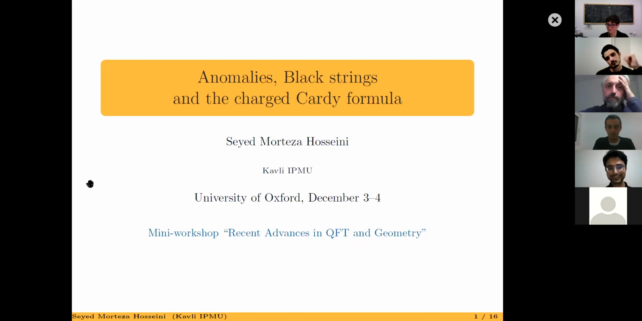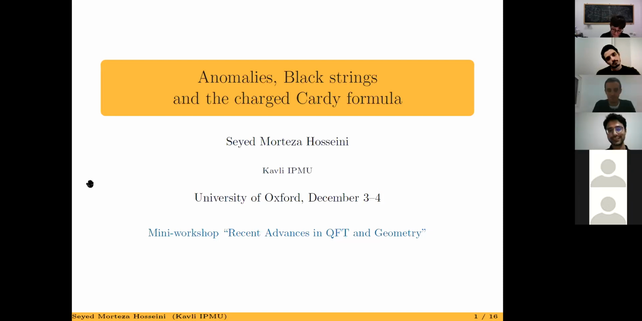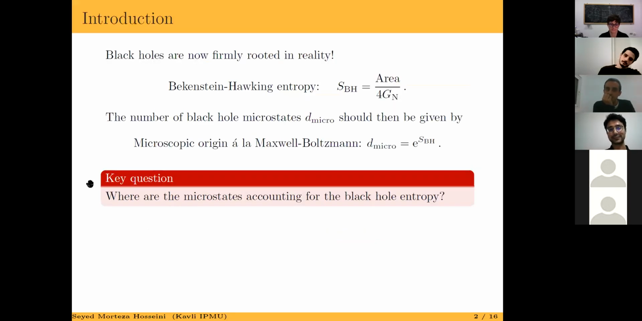Thank you, Sarah, and thank you for inviting me to this nice mini workshop. Today's talk, actually tonight's talk, is about anomalies, black strings, and the charge Cardy formula. These are the ABC that I will discuss, each one in more detail in the next few slides. The talk is unfortunately a bit technical. I will try to put all the technicalities under the carpet and just say what the concept is. However, ugly formulas will show up in each slide or two. So let me start with the introduction.